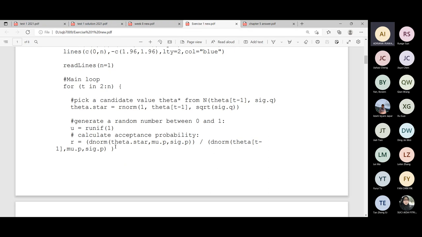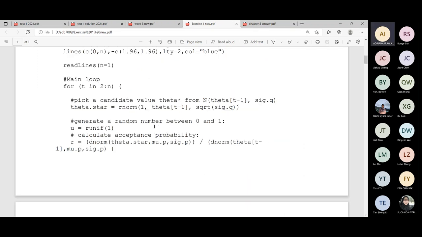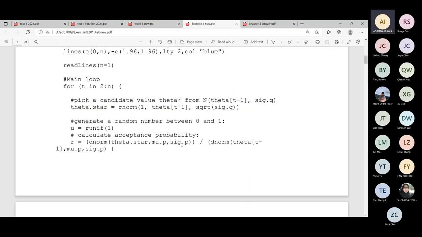Or you can actually use the density of the normal, the dnorm function, right? So again, you have your theta star, mu and sigma p. The density should be the same. It should be a square root also, I think. All right. But anyway, this dnorm, this one should also be a square root, the square root of the sigma. But here, because in the example it is one, that's why it's not wrong. But if you do it yourself, you have to change to the square root of sigma p.